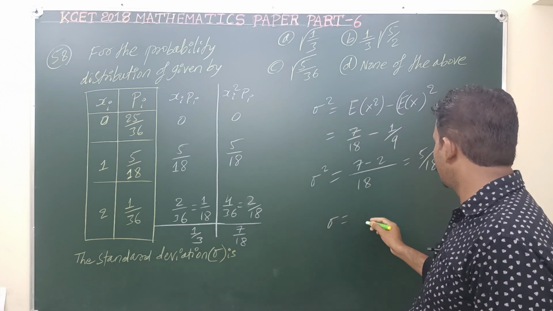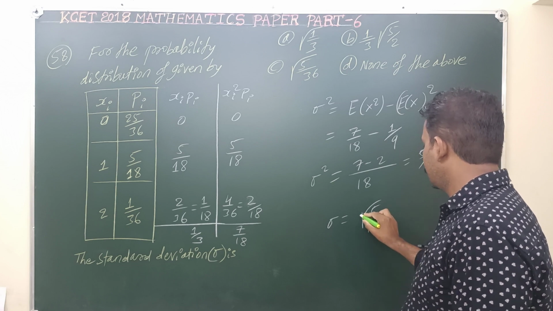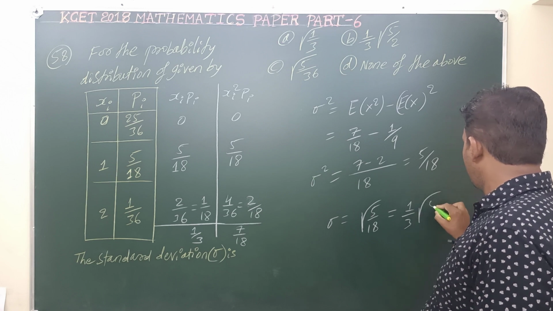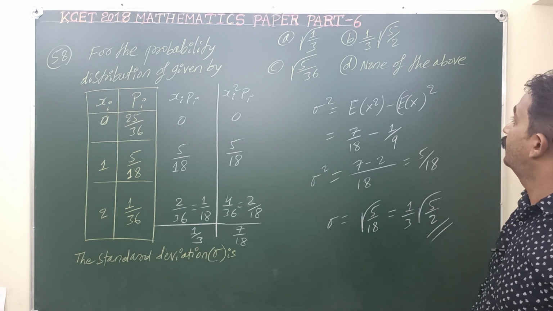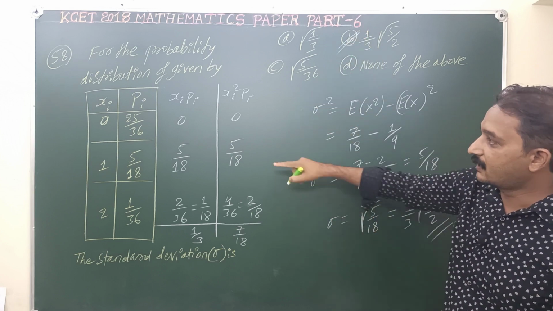Sigma is equal to square root of 5 by 18, which is nothing but 9 2s are 18. Take 9 outside, 1 by 3. Square root of 5 by 2 is the answer. 1 by 3 square root of 5 by 2 is the correct answer. So this is an NCERT direct question.